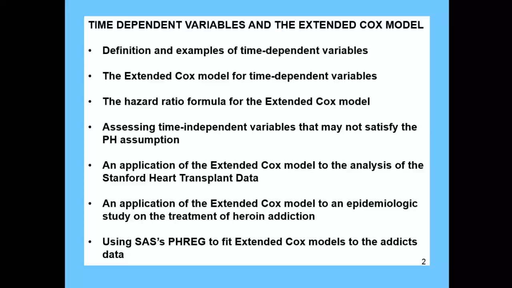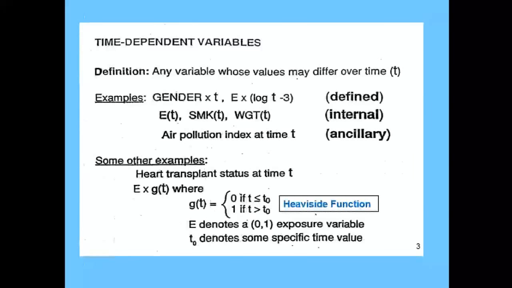What are we talking about for time-dependent variables? I've already talked about it a little bit. I want to say a little bit more about it, a little more detail about it. Then I want to talk about what the extended Cox model looks like and what you can do with it and all of that. Okay, so let's first look at this slide. This slide is not that complicated, but let's talk about it. Okay, what's a time-dependent variable?